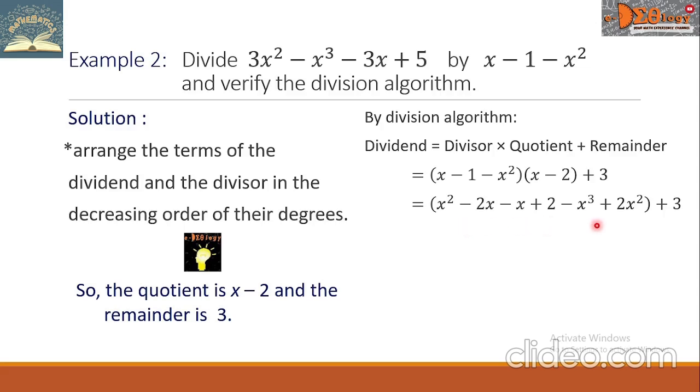Let us combine the like terms inside the grouping symbol. This x squared combined with 2x squared. So we have 3x squared. Negative 2x and then negative x becomes negative 3x. Then we have this plus 2. Then we have the negative x cubed. Again, we copy the remainder plus 3 in here. Let us now remove the grouping symbol here and combine the constant 2 with the remainder. We will have this 3x squared minus x cubed minus 3x plus 5. And this polynomial is equal to our dividend.